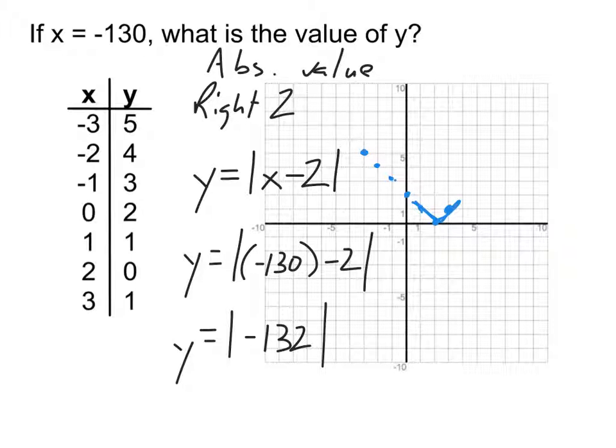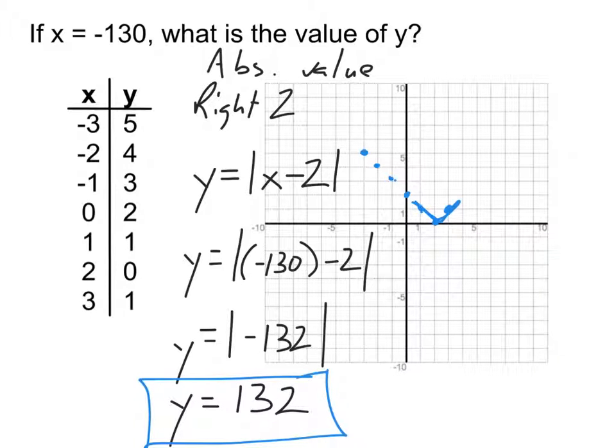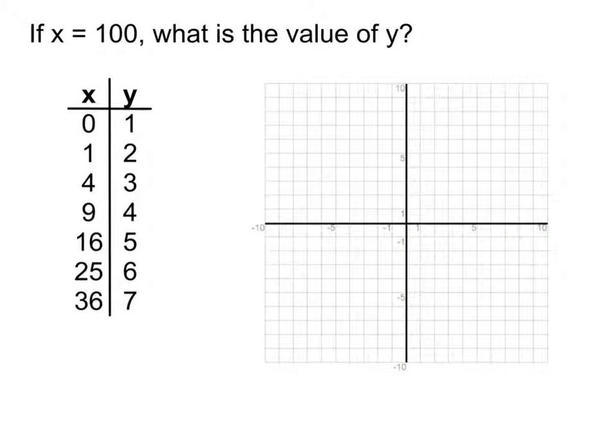Notice I still have the absolute value bars around it. Now I take the absolute value, which of course means make it positive, and so y is just going to equal a positive 132 here. That is your final answer. All right, now for this one.